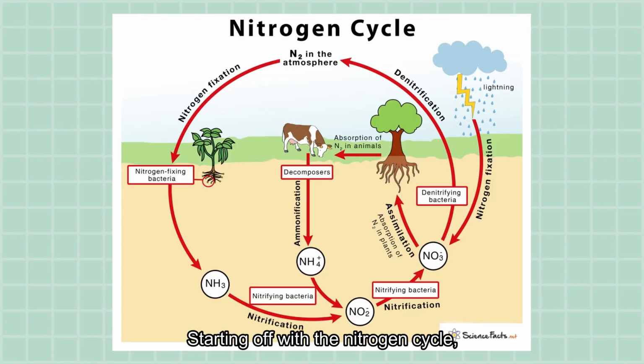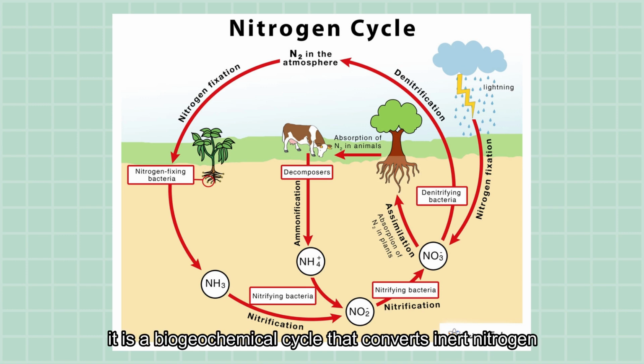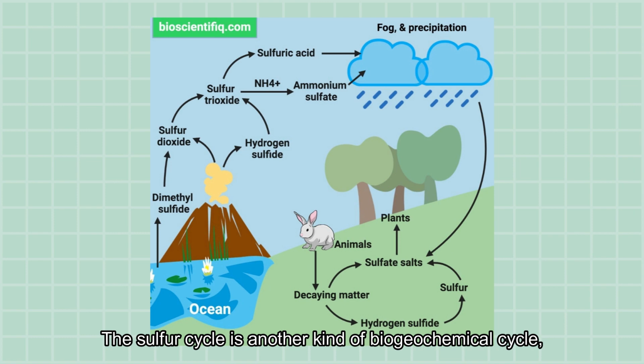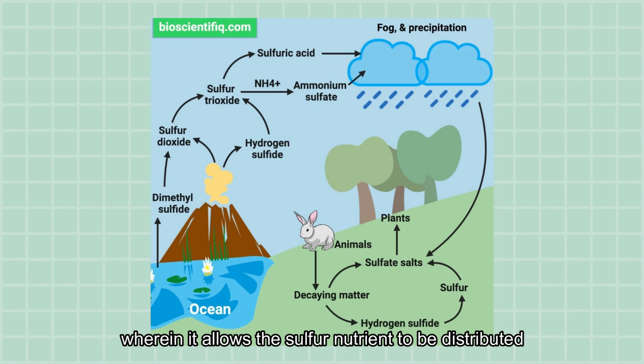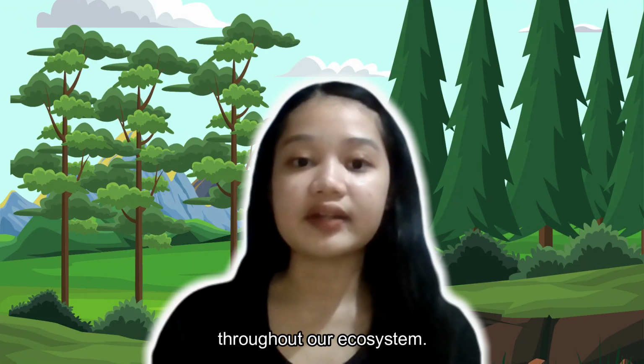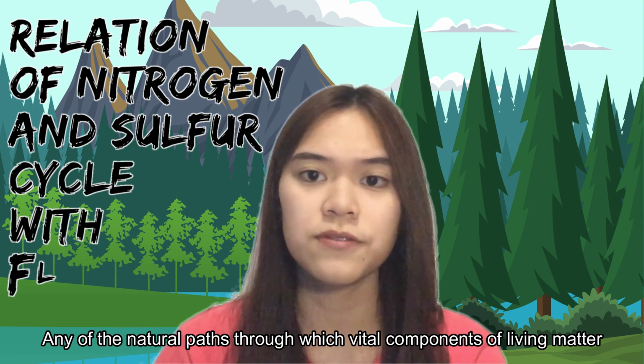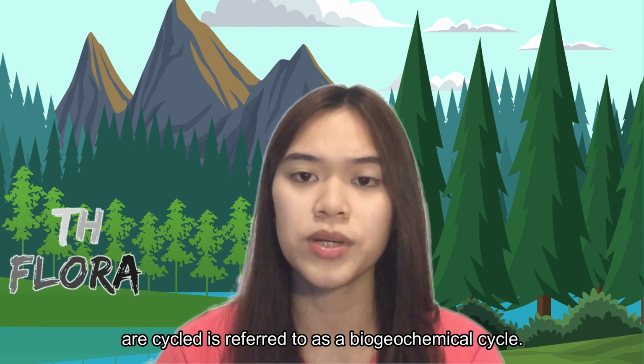Starting off with the nitrogen cycle, it is a biochemical cycle that converts inert nitrogen in the atmosphere into a condition that may be used by living organisms. The sulfur cycle is another kind of biogeochemical cycle, wherein it allows the sulfur nutrient to be distributed throughout our ecosystem.